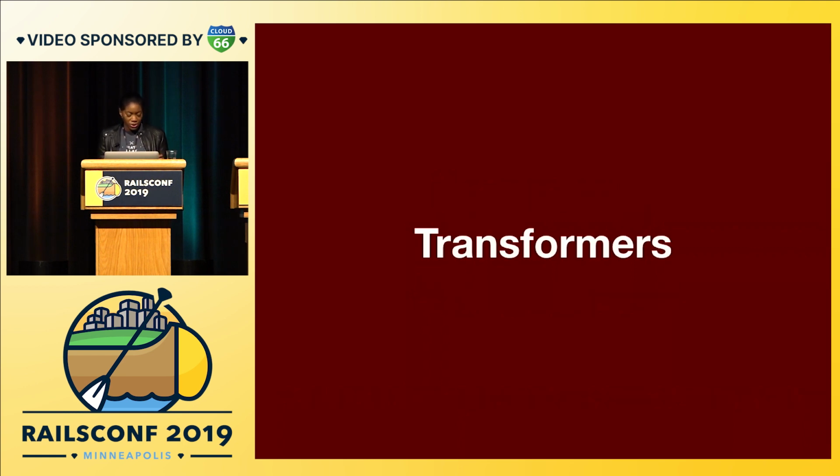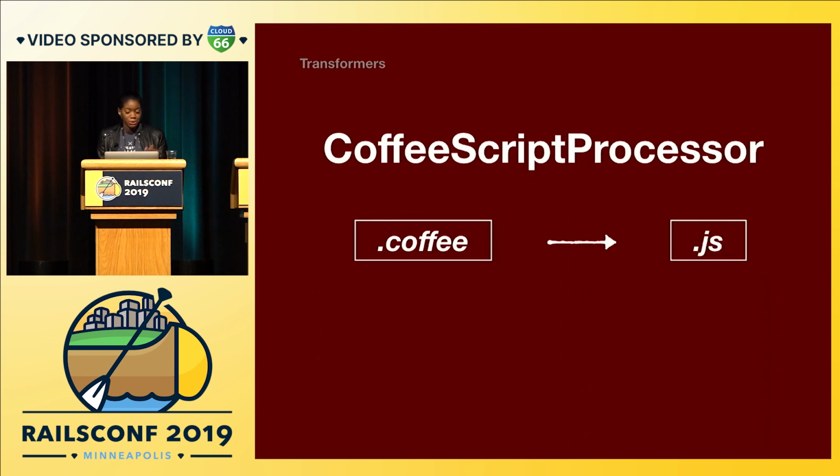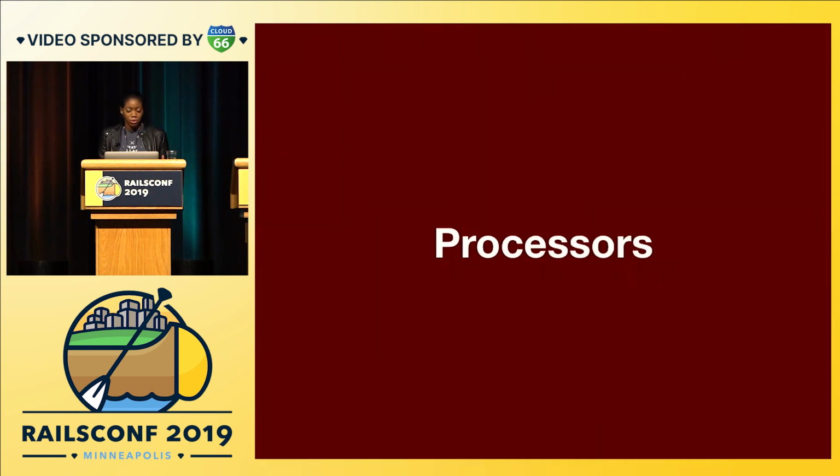And transformers, what they really do is they change one file type into another. So when you think about a CoffeeScript file, a .coffee file, the CoffeeScript processor is just going to change that .coffee file into a JS file. And if you ever get a chance to look at different source codes, like the TypeScript source code, you can see there at the bottom line where it's registering the MIME type text/typescript with the extension .ts, and also registering a transformer that changes the TypeScript file to a JavaScript file using the TypeScript Rails transformer. So that's essentially what a transformer does. It's going to change one file to a different file type. Like when you have a Sass file, the default transformer is going to change that Sass file to a CSS file.